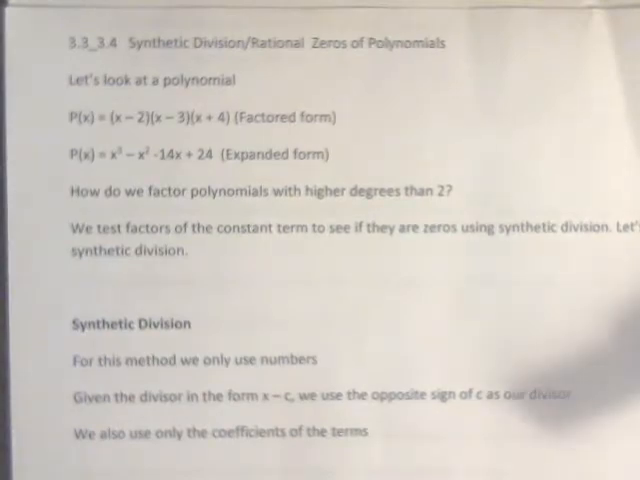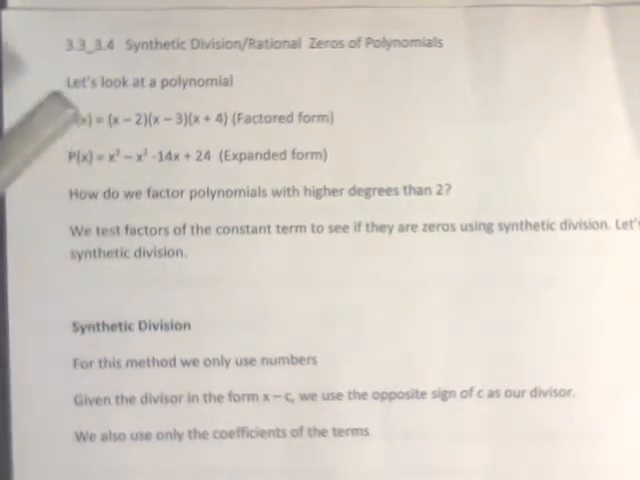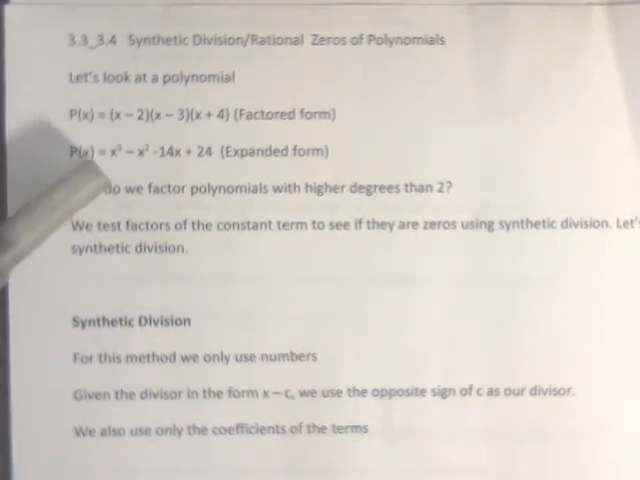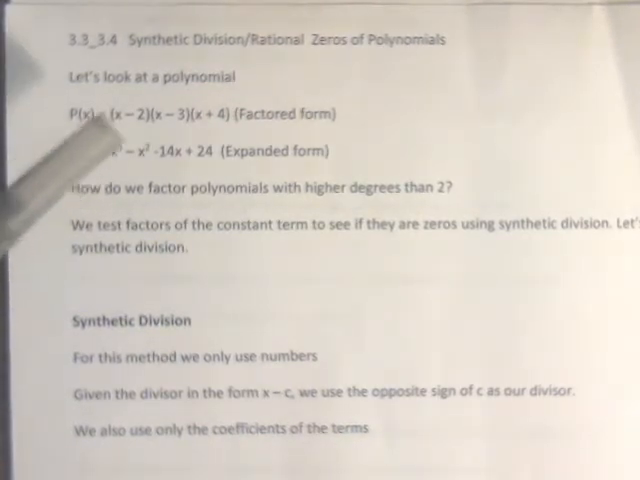In sections 3.3 and 3.4, we are going to be looking at how to factor polynomials of degree higher than 2, which means not the quadratics, which means third power, fourth power, and then finding the zeros once we get those. So you're going to be finding the zeros like we did in section 3.2 from factored form. But we've got to figure out how we get from expanded or standard form to factored form.